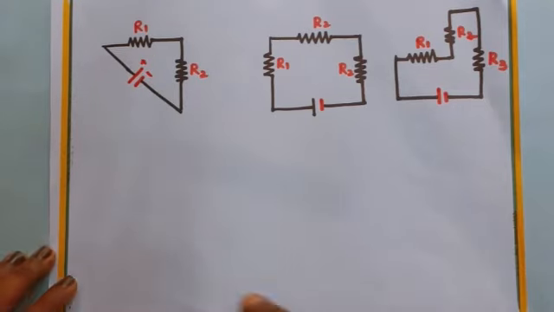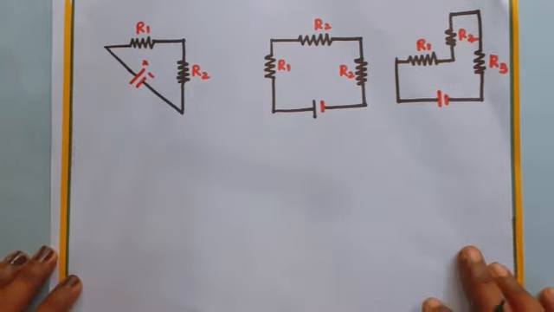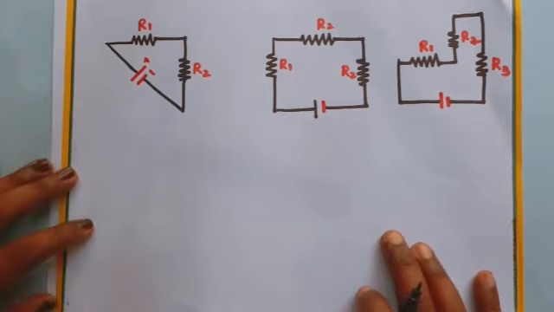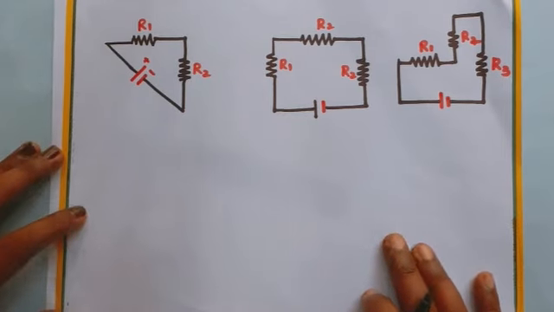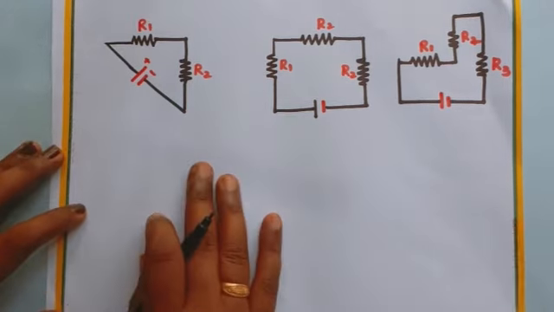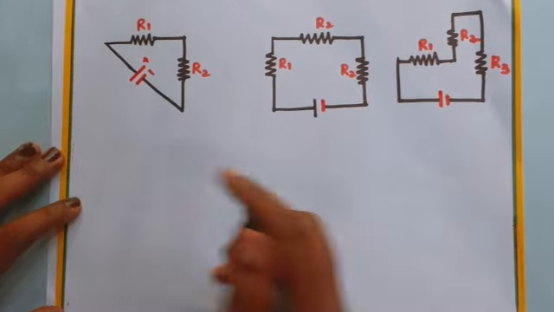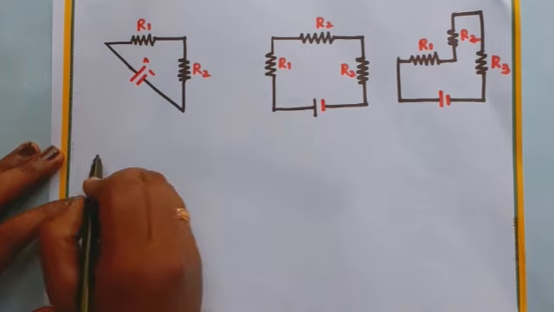Can you identify which combination of resistors are these? This is series combination of resistors. In this case, we have to redraw the circuit. Then this circuit we have to redraw to a simple circuit. How can we redraw the circuit?